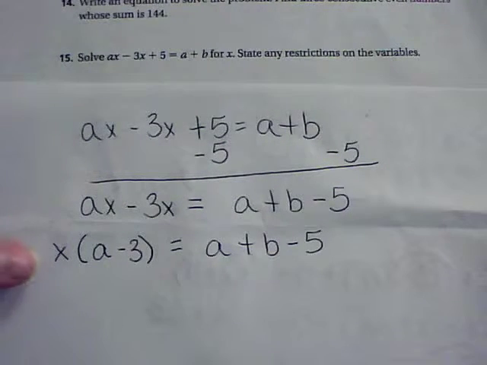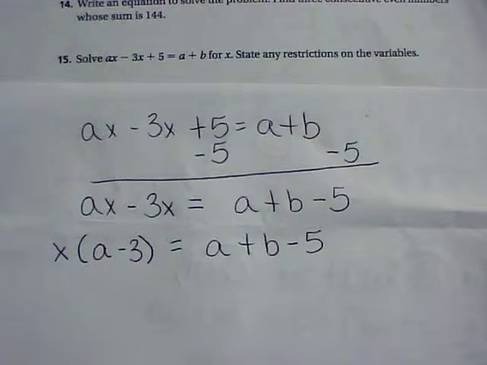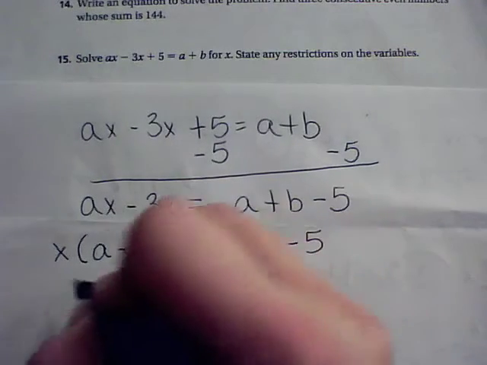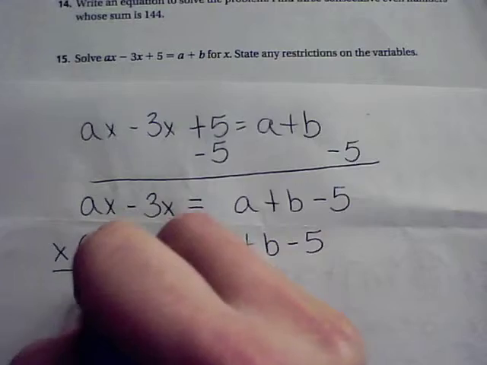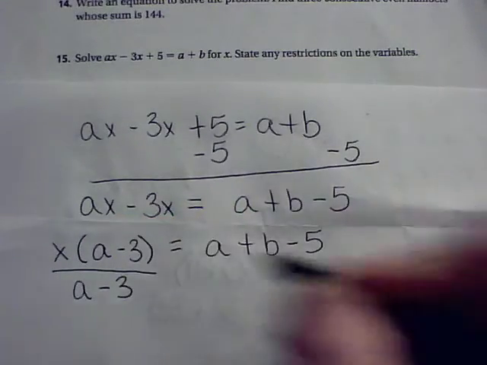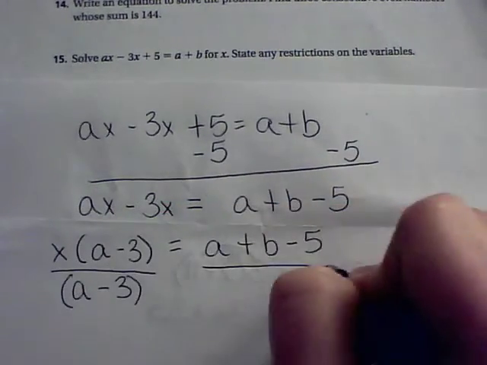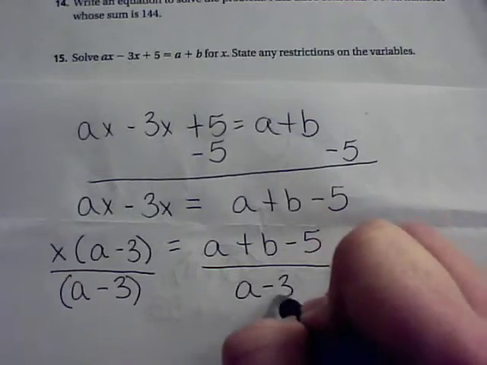Okay. Now, I'm multiplying a minus 3 times x. So how would I get rid of that a minus 3? What's the opposite of multiplication? Division. So I'm going to divide by a minus 3, which means I'm going to divide this side by a minus 3.